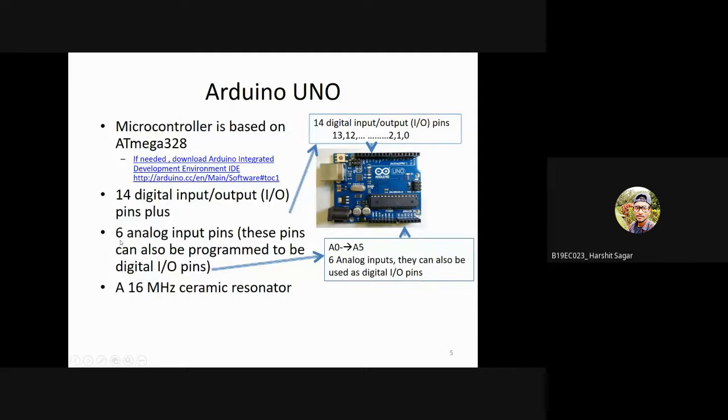Additionally, it provides 6 analog input pins. These pins can also be programmed as digital input-output, so we can vary the voltage level of these analog pins. Additionally, we have 5 other pins called PWM pins, pulse width modulation pins. This development board also has a 16 megahertz ceramic resonator for generating the clock.